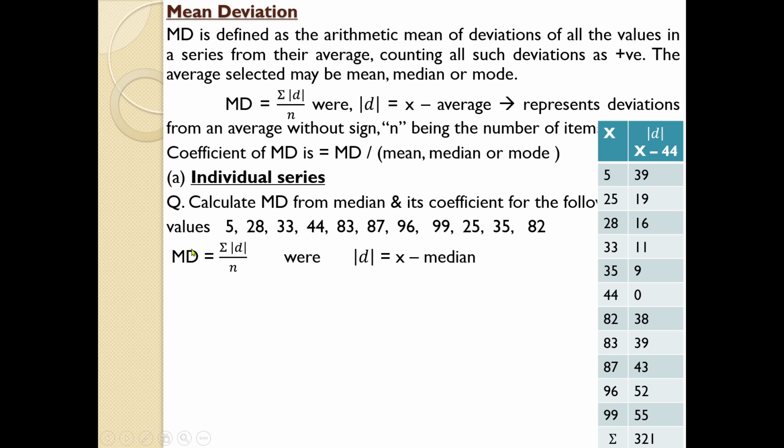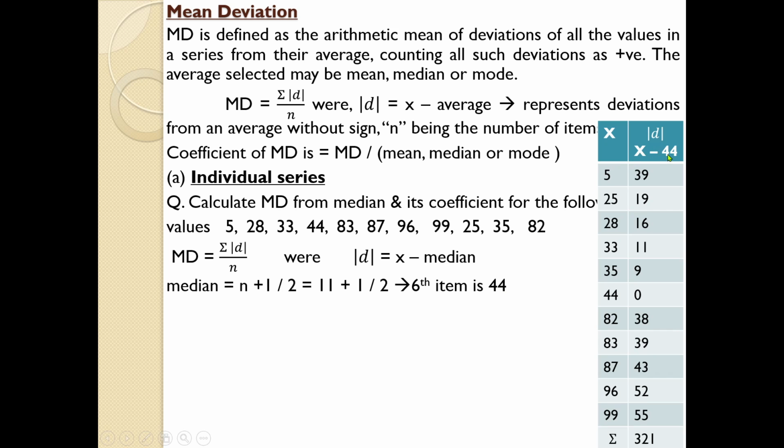Before we go into this part, we will find how to find this 44. The mean deviation equation is sigma d by n, where d is x minus median, and median is the (n plus 1) divided by 2 th item. Here the number of items is 11. 11 plus 1 divided by 2 is 6. 6 means the sixth item. 1, 2, 3, 4, 5, 6. The sixth item is 44.